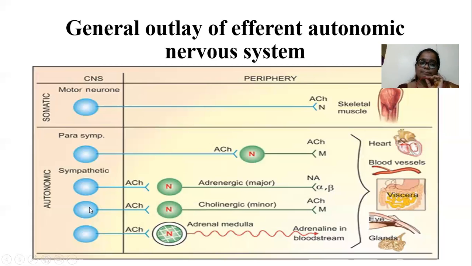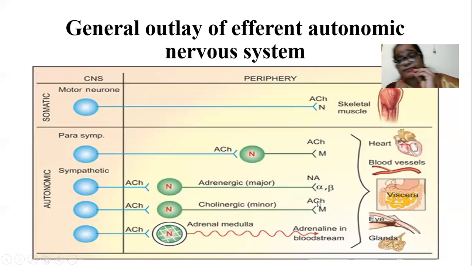Next, the sympathetic preganglionic neurons release acetylcholine. It makes a synapse with the postganglionic neuron in an autonomic ganglion. That acetylcholine binds with the nicotinic receptor, and that signal is received by the postganglionic neuron. In the sympathetic nervous system there is also a release of some minor cholinergic neurotransmitter. The minor cholinergic neurotransmitter is acetylcholine.